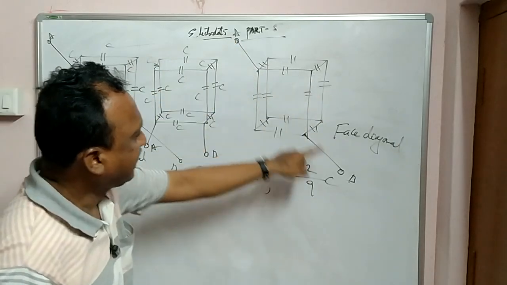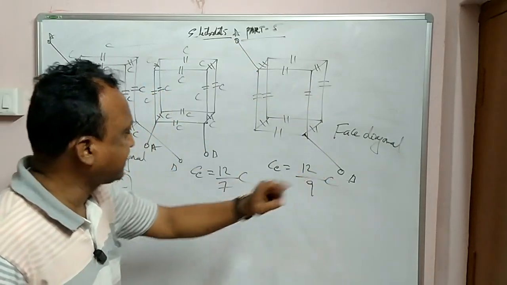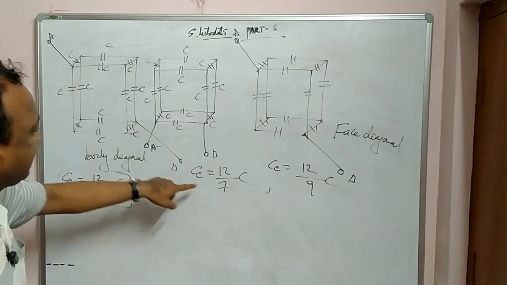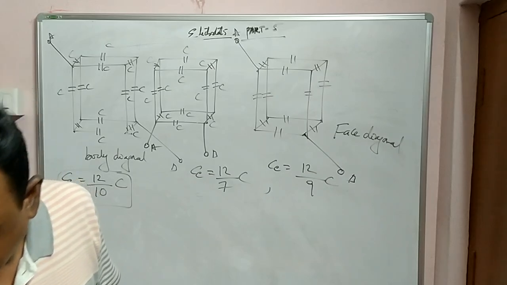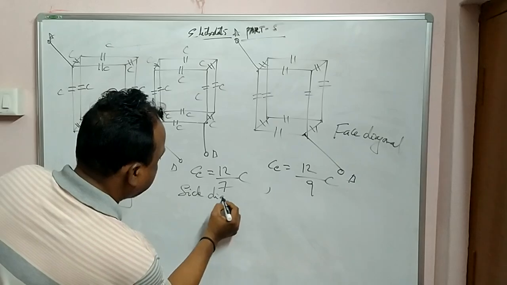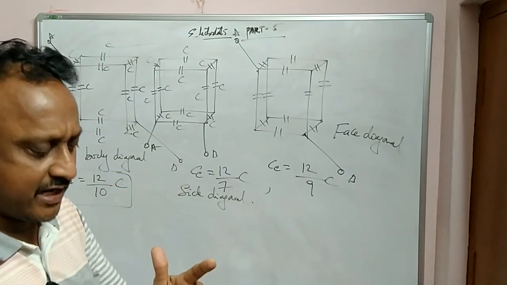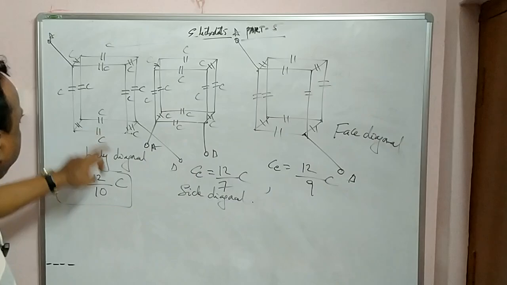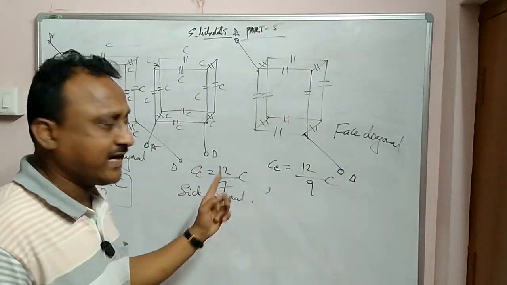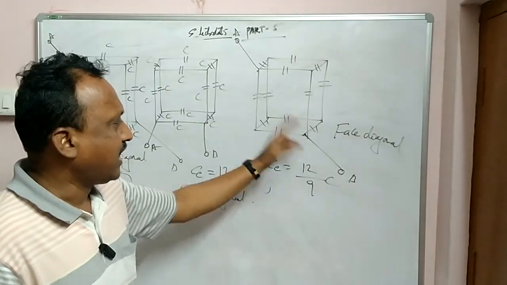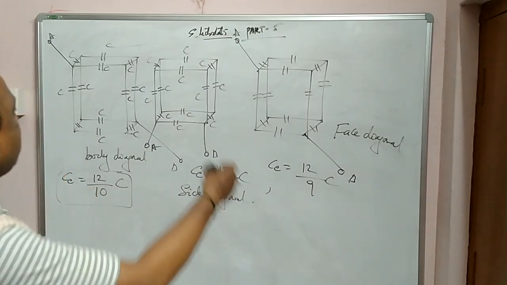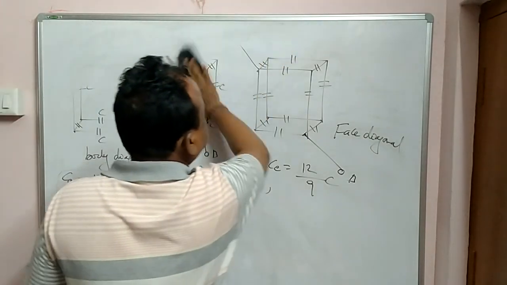So in the examination, what is the effective value between face diagonal? Face diagonal is 12 by 9c, body diagonal 12 by 10c, and side diagonal 12 by 7c. Please try to remember these values. In the examination, if they ask the body diagonal effective value, if all the values are the same, it is 12 by 10c, side diagonal 12 by 7c, and face diagonal 12 by 9c. Please copy it. Right.